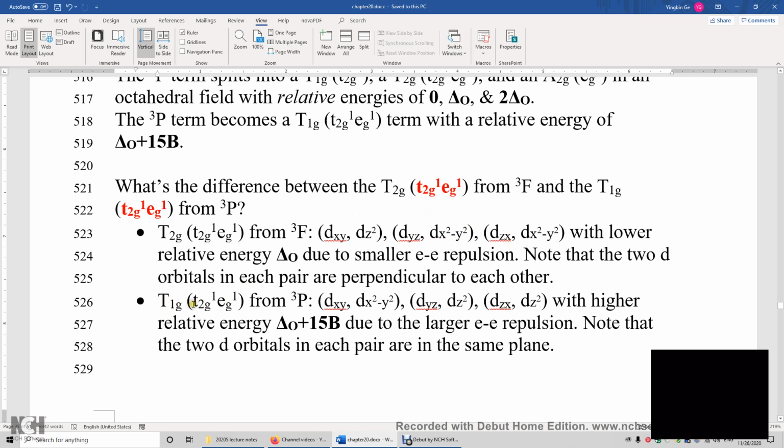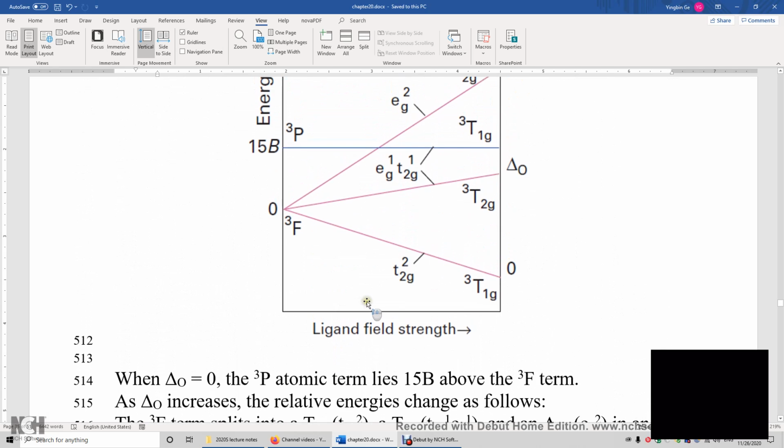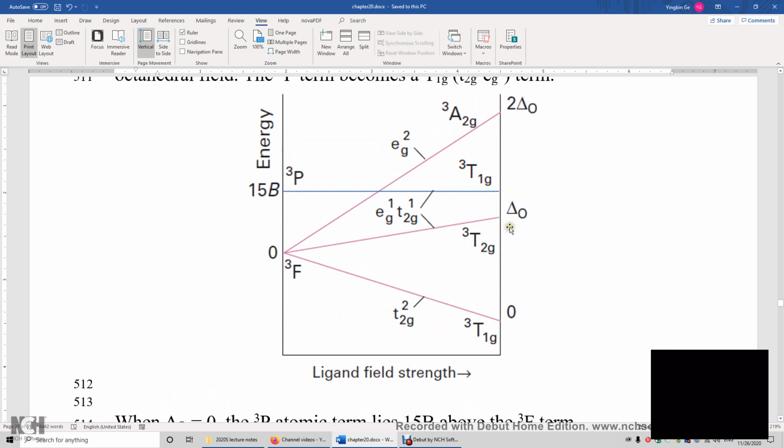Over here, this T1g comes from 3P. In this case, these two are in the same plane, these two are in the same plane, and also these two are in the same plane. There's a larger electron-electron repulsion. How much larger? 15B larger. All right? And then finally, I want to explain here. If you look at this, this is Eg1, T2g1. This is also Eg1, T2g1.